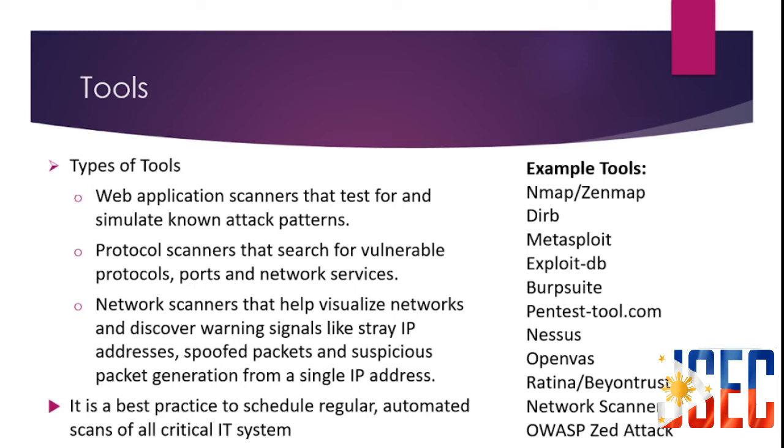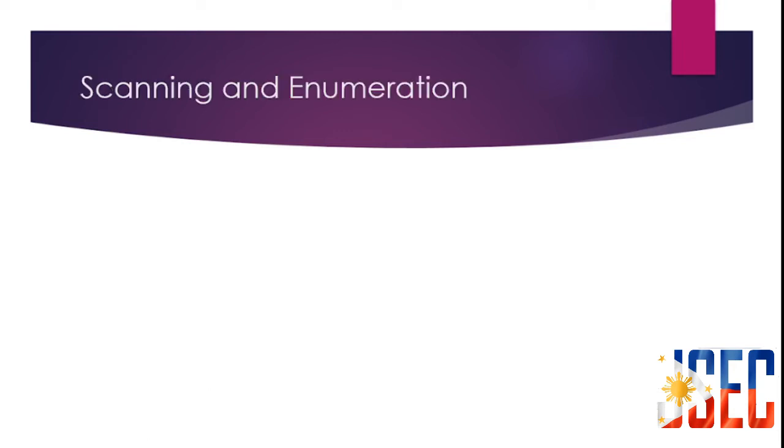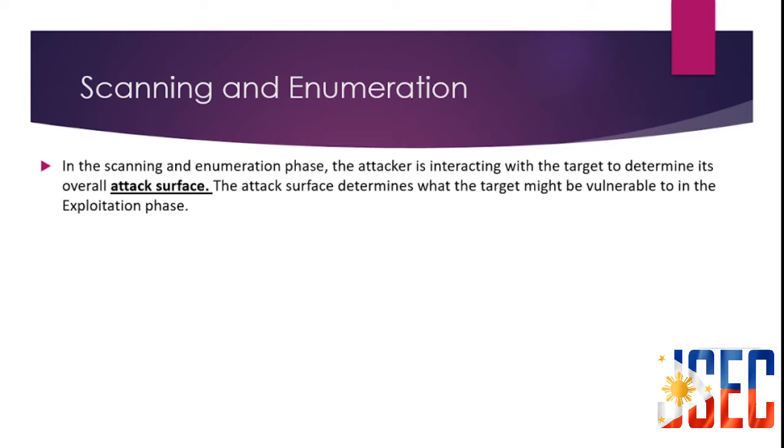in a target. In the scanning and enumerating phase, the attacker is interacting with the target to determine its overall attack surface. The attack surface determines what might be vulnerable to in the exploitation phase.